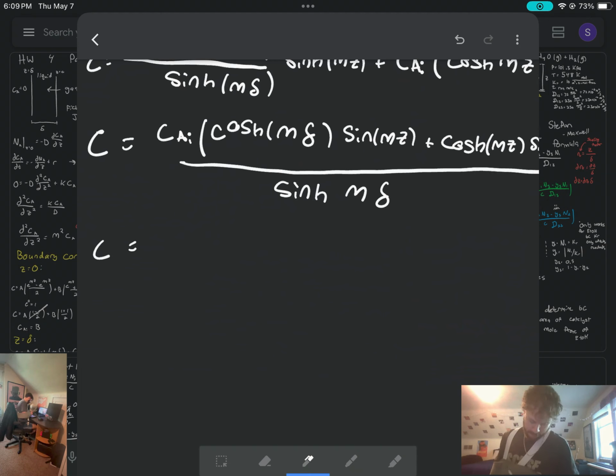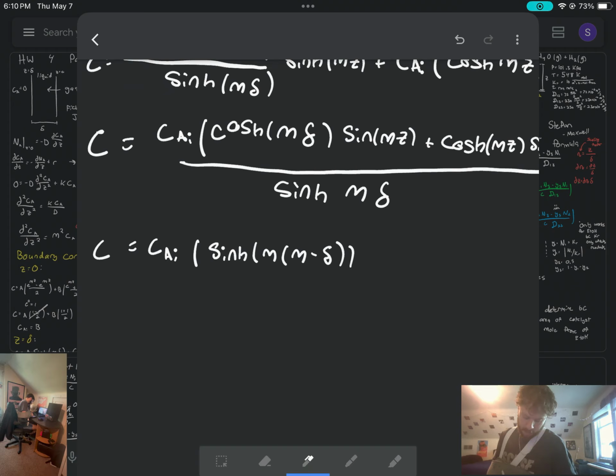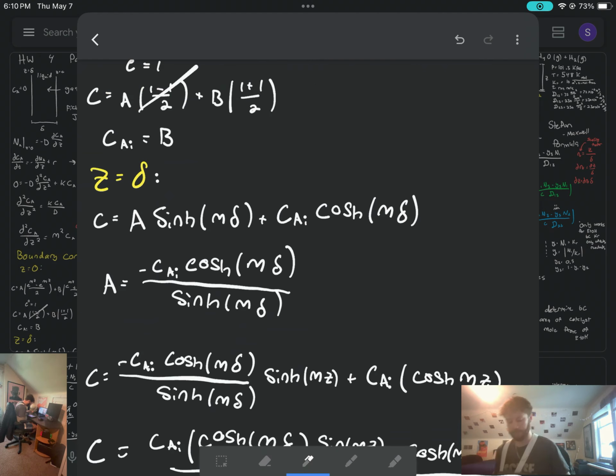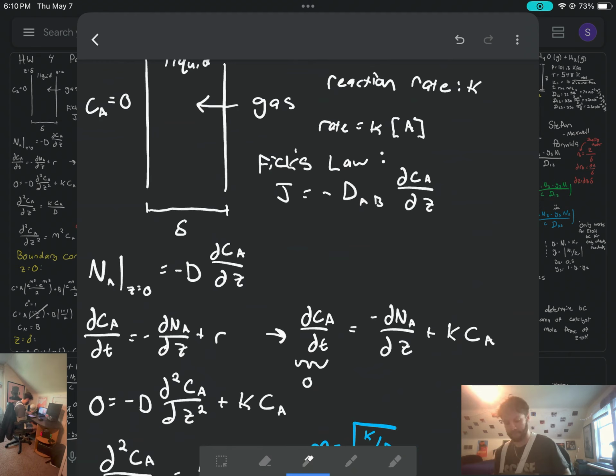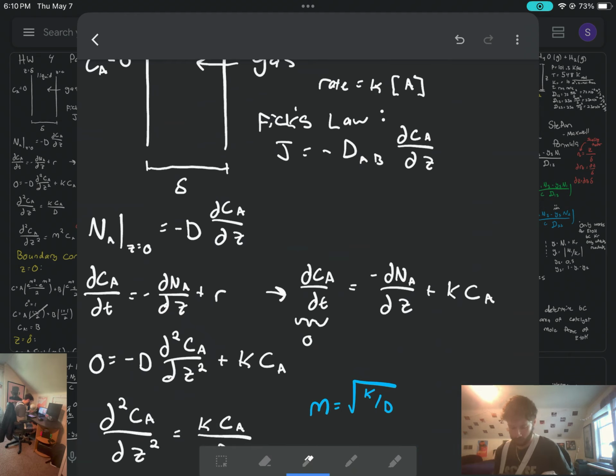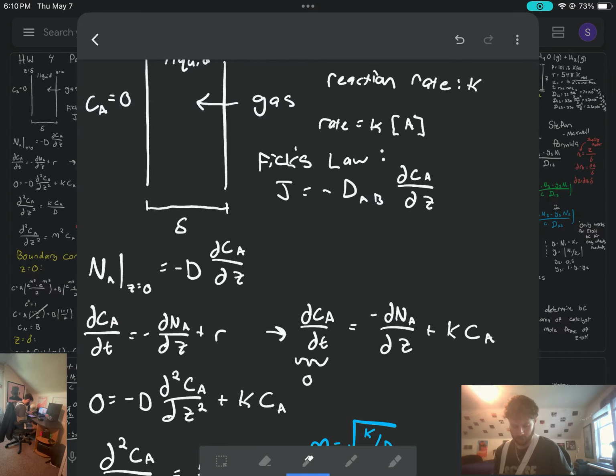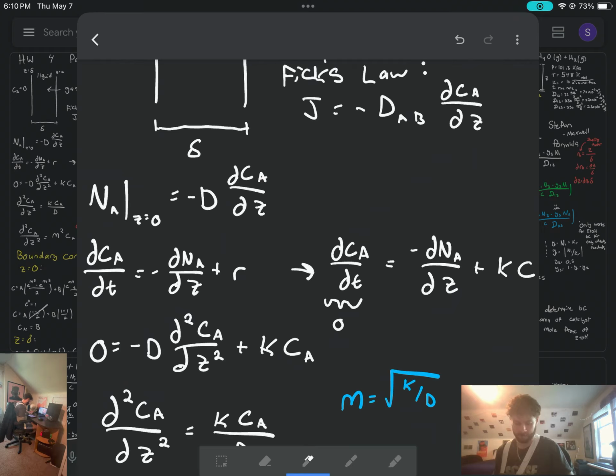So we can apply our trig rules now, and we'll say concentration is equal to our concentration at the interface times sinh of m times z minus delta, divided by sinh m delta. And if we scroll back up to the top, we could plug all of that into our initial equation for our flux, rather.